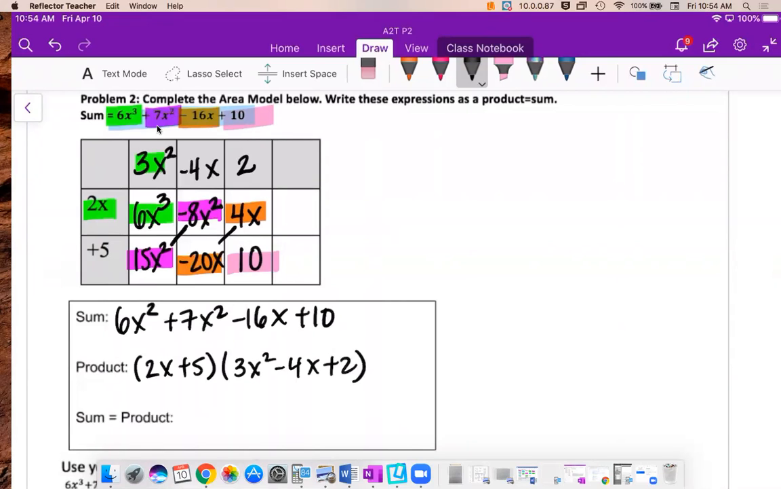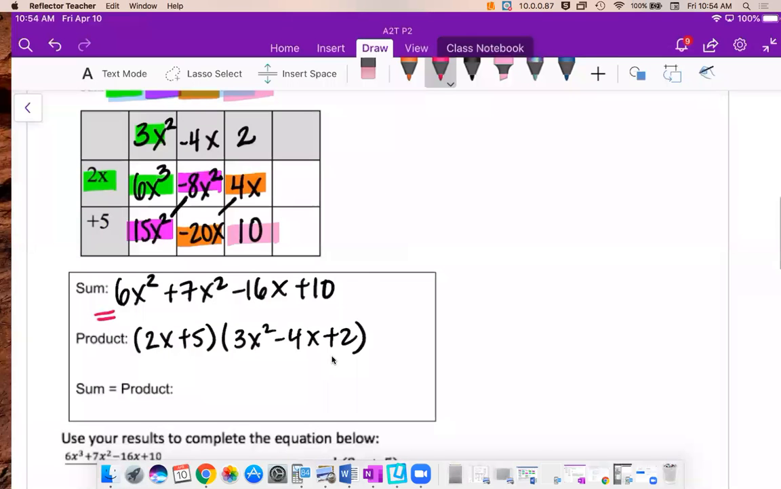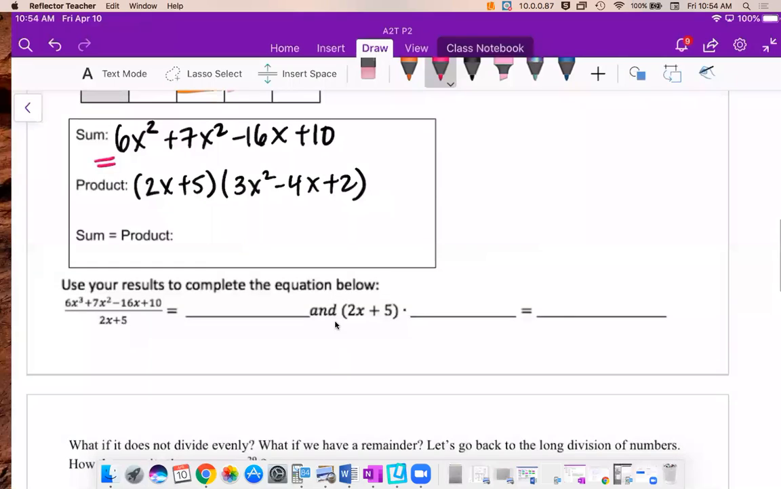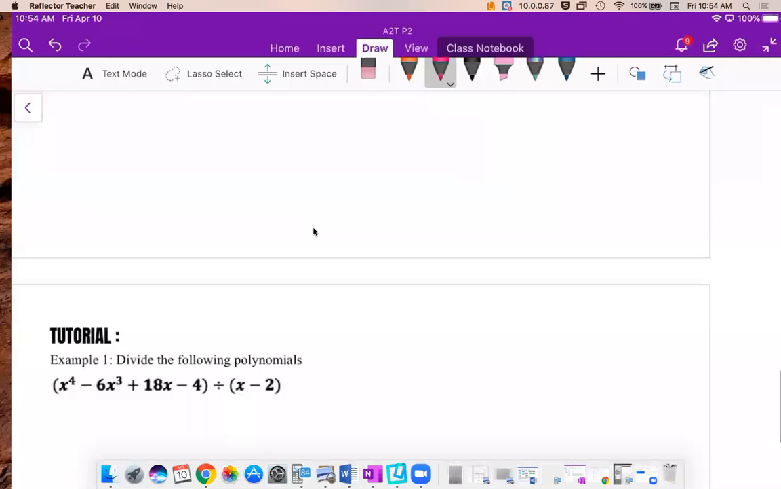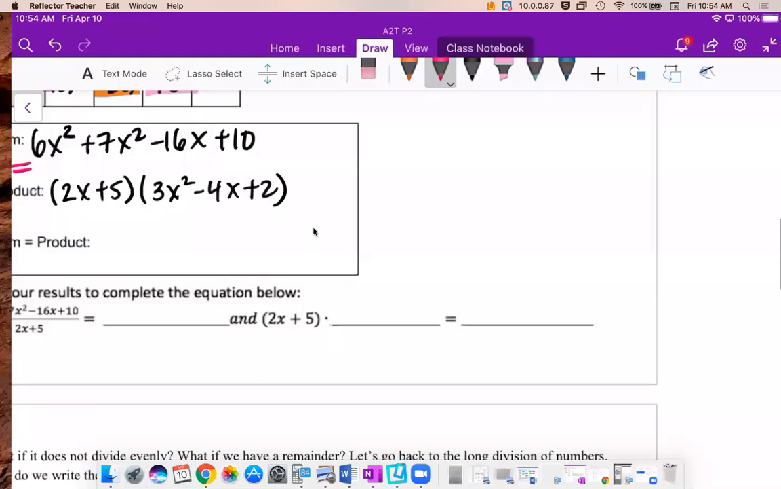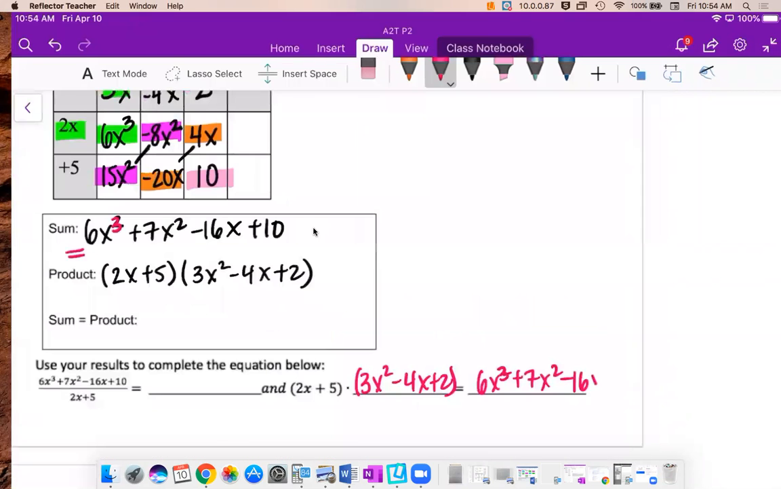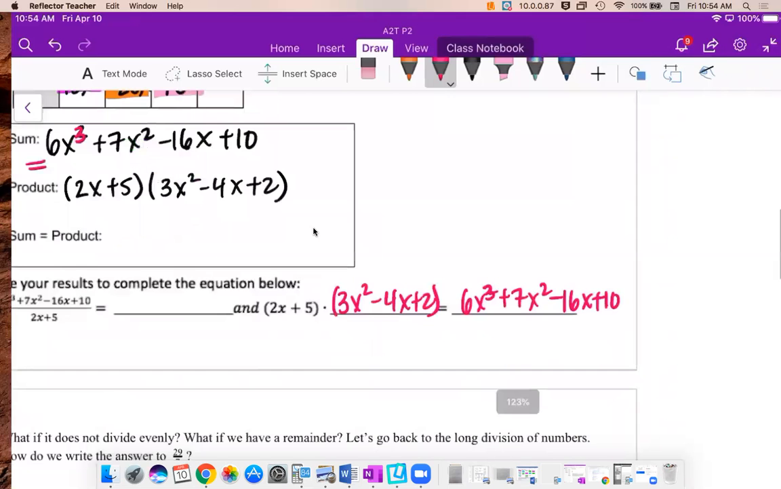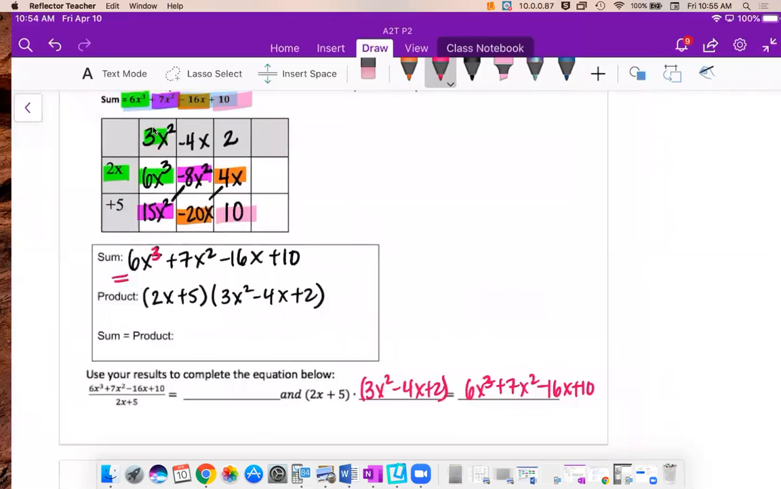And then again, remember, it's important to know that these things are equal. So this expression is equal to this. So basically what we're doing is we're starting to factor it down and solve it. And what you guys really did right here is you actually divided. So here's what I want to write this as. So we said 2x plus 5 times this, 3x squared minus 4x plus 2, is equal to that sum. So equal to the 6x cubed, this should be cubed, plus 7x squared minus 16x plus 10. So what you did in this expression is you said this times this gives us the inside.